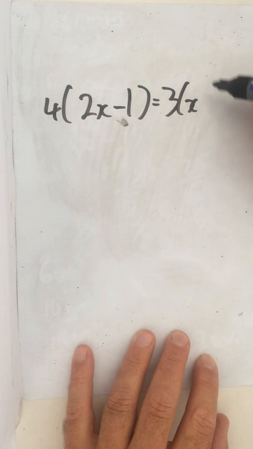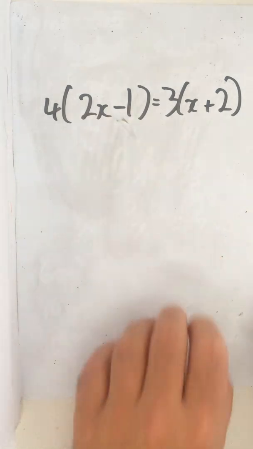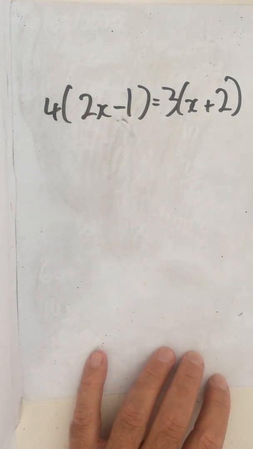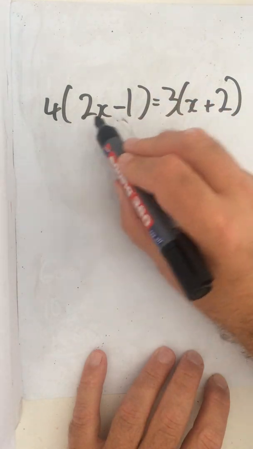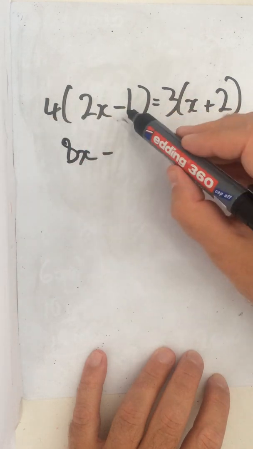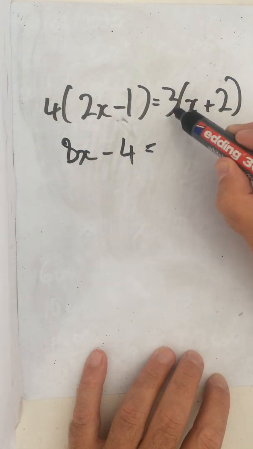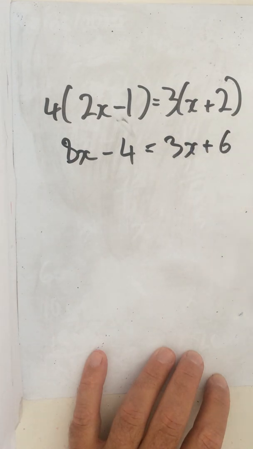Now this has a letter on both sides of the equation. That just makes it a little bit trickier. But again, as long as you follow the same rules, the first thing we do is expand the brackets. So 4 times 2x is 8x. 4 times minus 1 is minus 4. 3 times x is 3x. 3 times 2 is a positive 6.